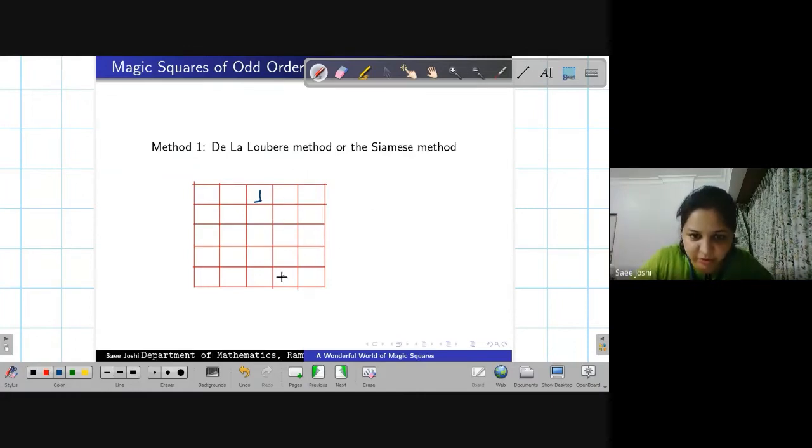So 2 will appear here. Then northeast to that, 3 will appear here. Now there is no more column to the northeast of 3, so I fold it this way, right? And the northeast of that, this row will appear. This particular cell will appear to the northeast if I fold it this way. So 4 will come here. The northeast of that, 5 will come here.